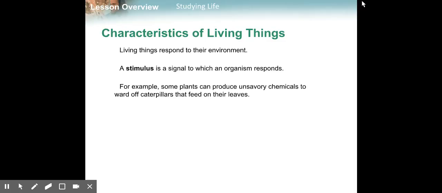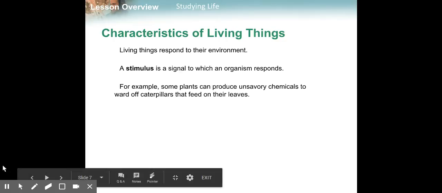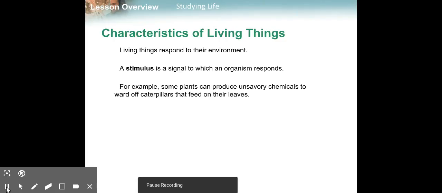Living things respond to their environment. So a stimulus, a signal to which an organism responds. If you turn off the lights in my house at night, my 4-year-old will scream. So the lights turning off is a stimulus, her screaming is her response.